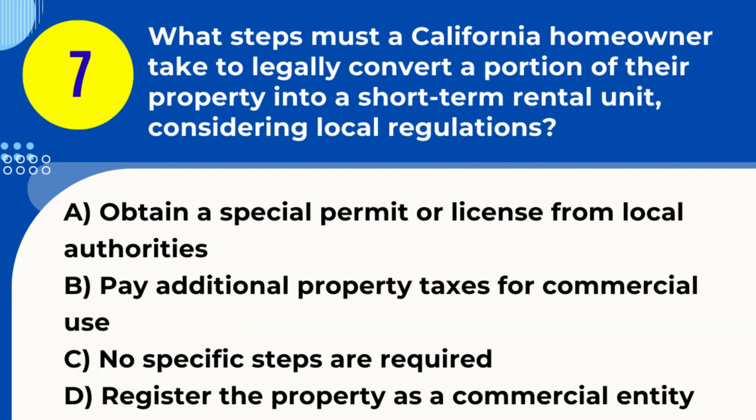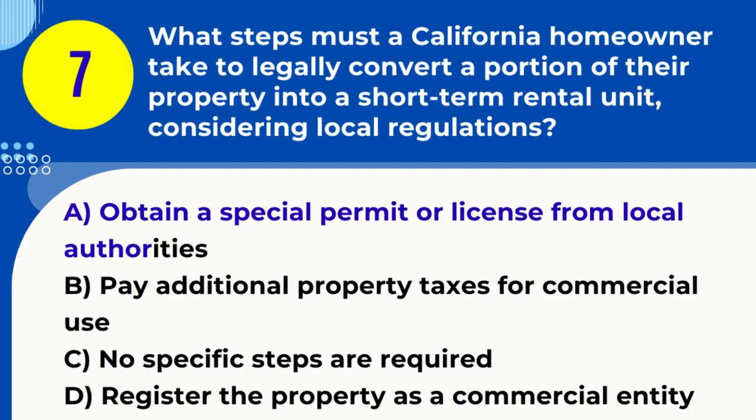Question 7. What steps must a California homeowner take to legally convert a portion of their property into a short-term rental unit, considering local regulations? A. Obtain a special permit or license from local authorities. B. Pay additional property taxes for commercial use. C. No specific steps are required. D. Register the property as a commercial entity.